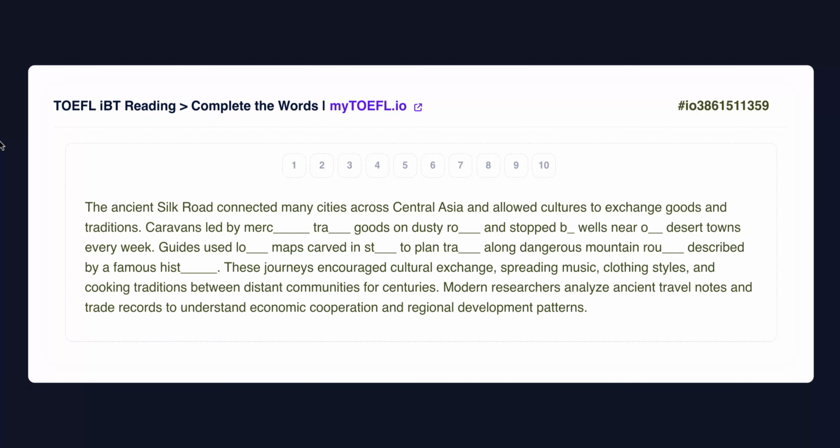Hello. Today, we will solve a question from the TOEFL reading section, focusing on the complete the words question type. We will practice identifying the main idea, tracking key details, understanding cause-effect relationships, and noticing repeated concepts so we can choose the most accurate answer based strictly on the passage. Let's jump right in and master this text about historical trade routes together.